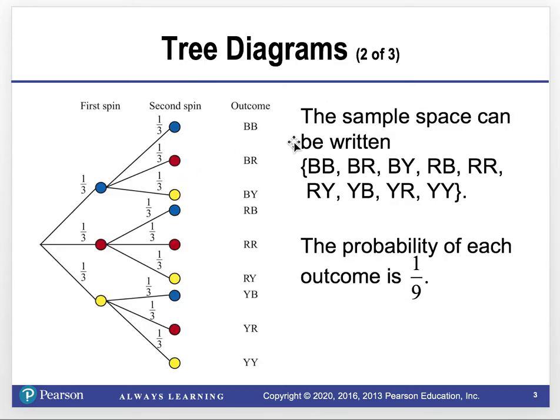Now they're showing you that this is our sample space, because it's every possible outcome. That's what the sample space is. And notice the probability of each outcome is 1/9 because there are 9 of them. And we can get that right here, 1/9, 1/9, 1/9, by multiplying.